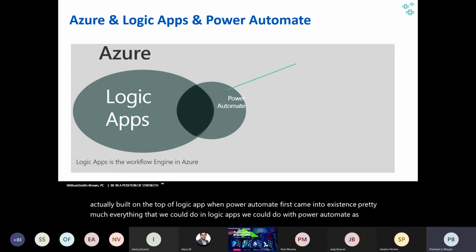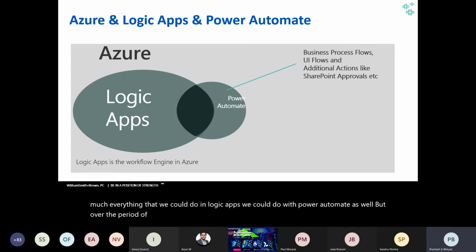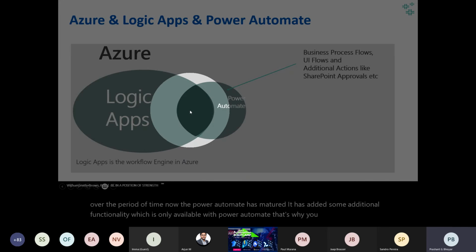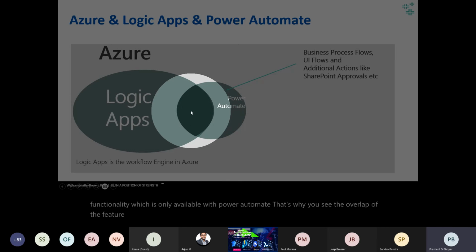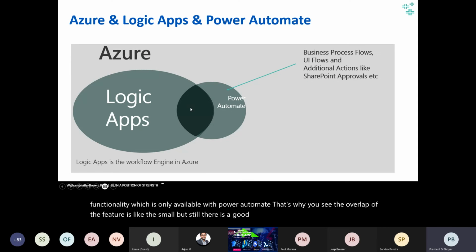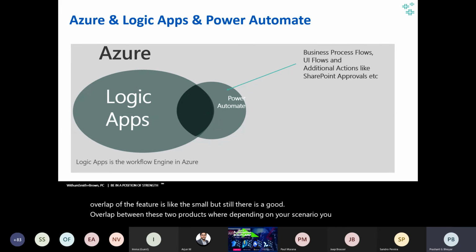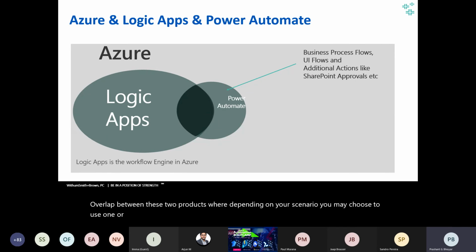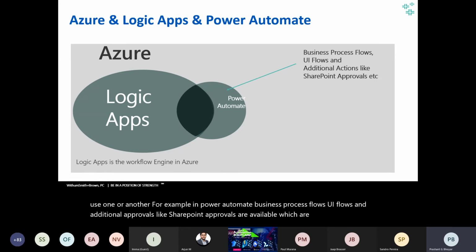But over the period of time, Power Automate has matured. It has added some additional functionality, which is only available with Power Automate. That's why you see the overlap of the features is small, but still there is a good overlap between these two products, where depending on your scenario, you may choose to use one over another. For example, in Power Automate, business process flows, UI flows, and additional approvals like SharePoint approvals are available, which is not the case with Logic Apps.